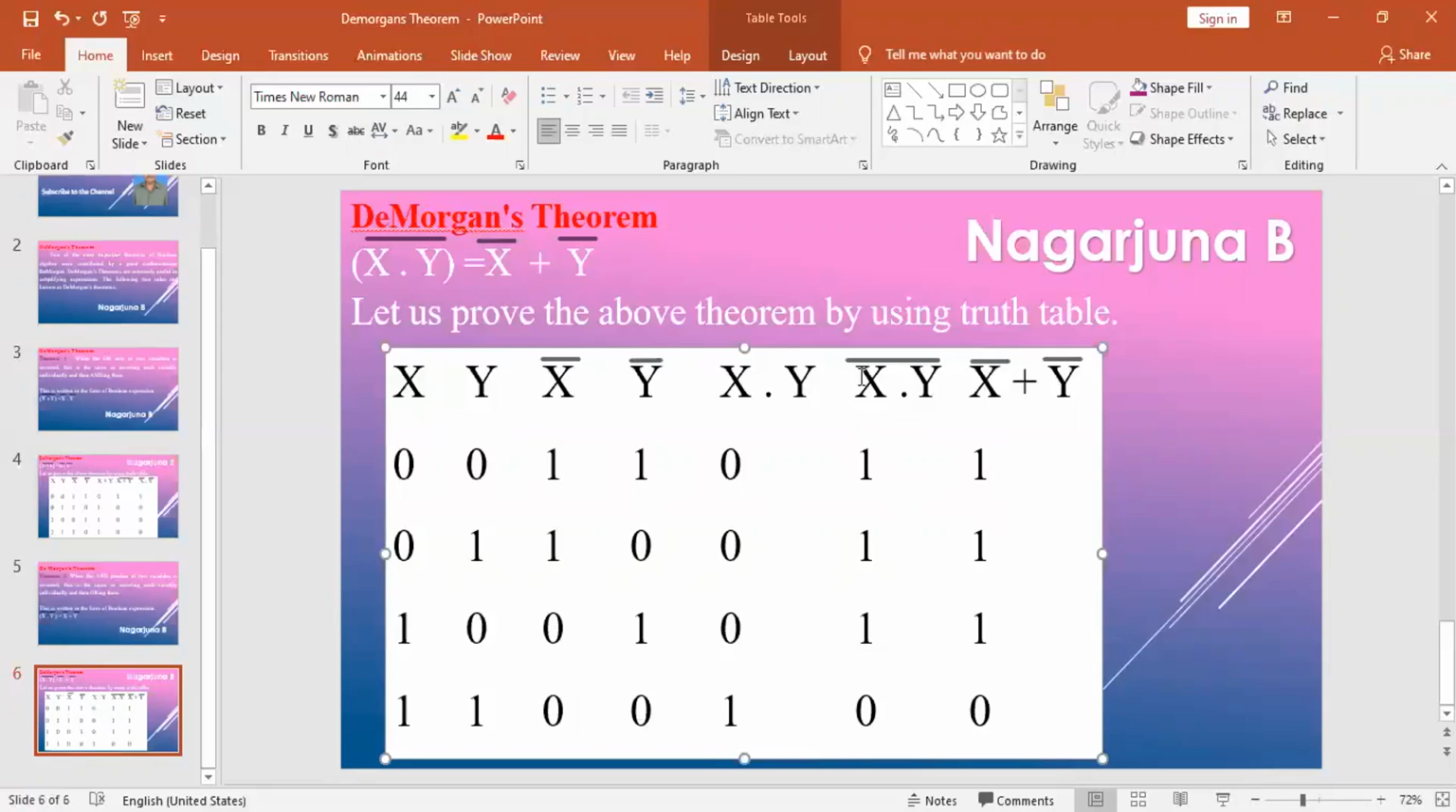Now, by the column 6th and 7th, this is the first column, second, third, fourth, fifth, this is the 6th and this is the 7th.